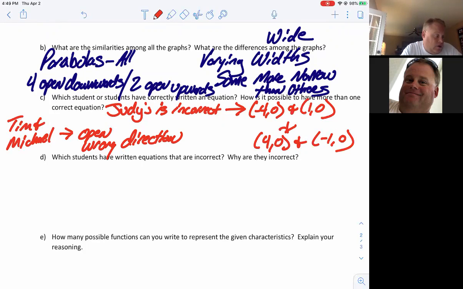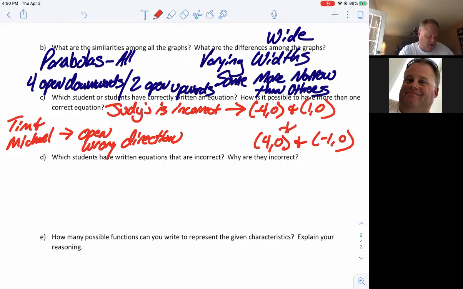And so what does that leave me? Well, it leaves me with 3 that seem to meet the criteria. And how is that possible? Well, we'll explore that here in a second. So let's get to that. Which students have written equations that are correct, right? And why are they incorrect? That should say correct and not incorrect.